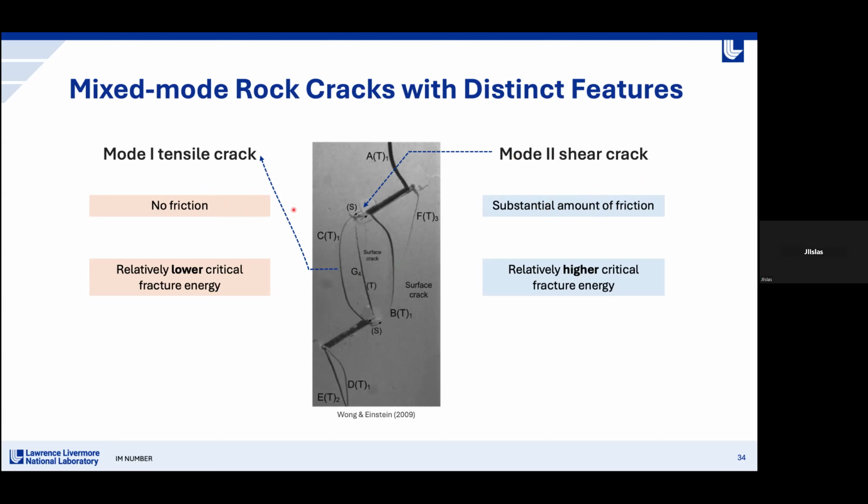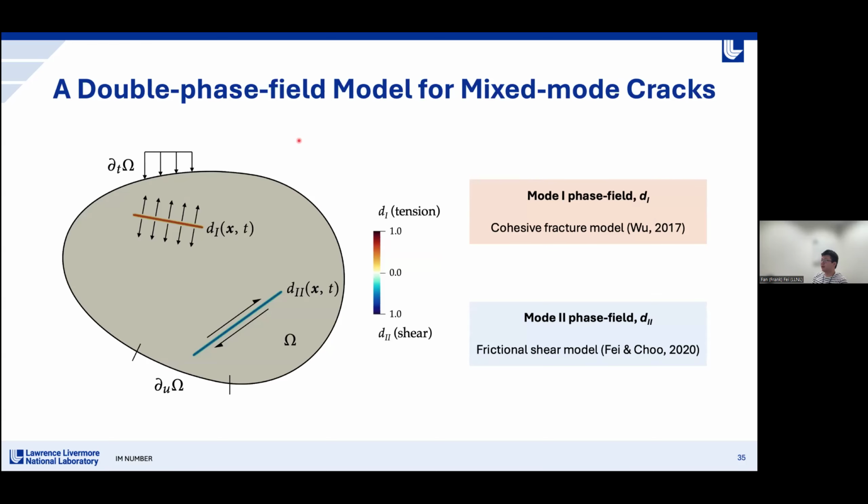Because they are quite different intrinsically, we propose this double phase field idea that uses 2 separate phase field variables to model the mode 1 and mode 2 fractures individually. You can see this demonstration in this figure. For each phase field, we use the model that is well suited for the corresponding cracking mode. For example, we use this cohesive fracture phase field model for the mode 1 crack and my previous frictional shear fracture model for the mode 2 cracks.